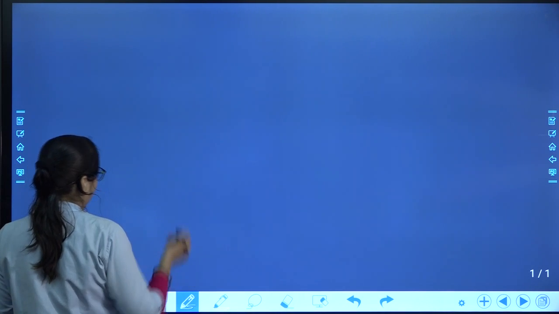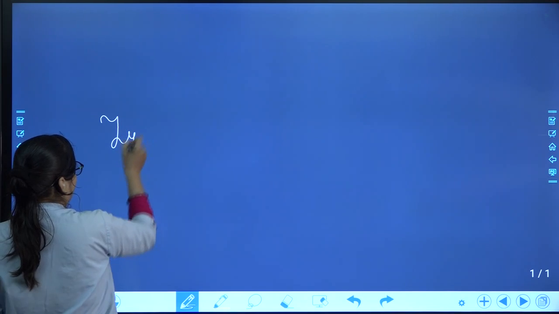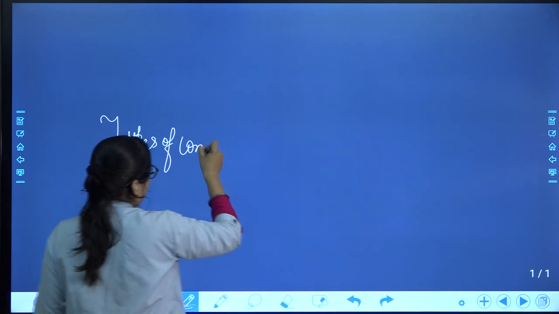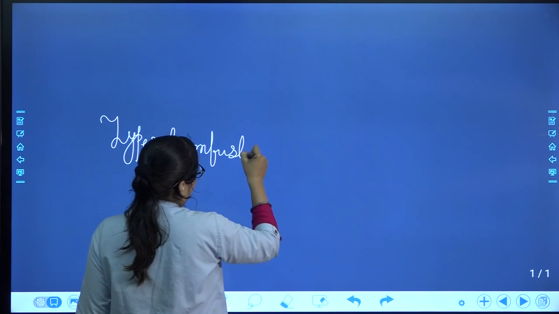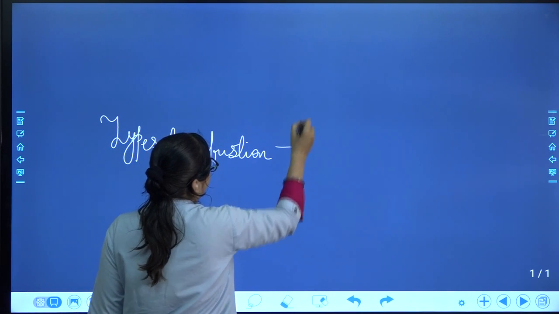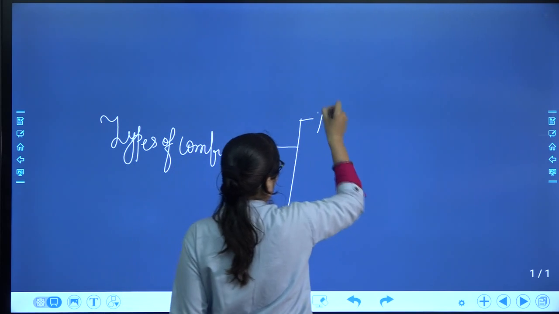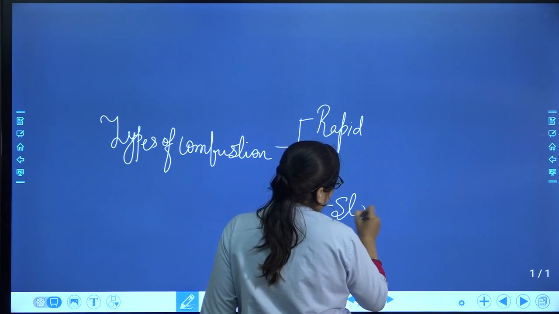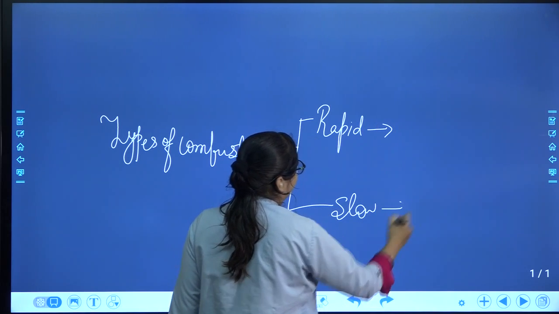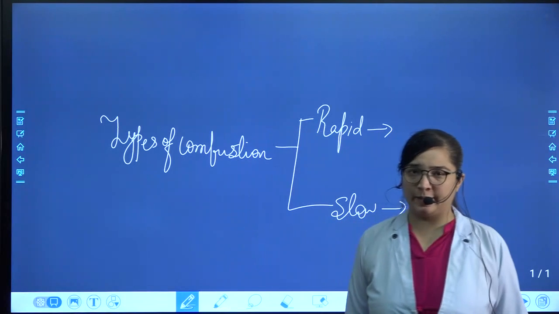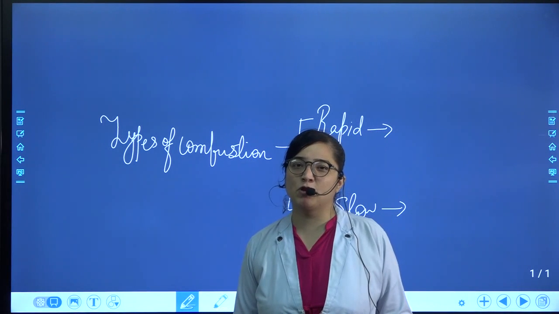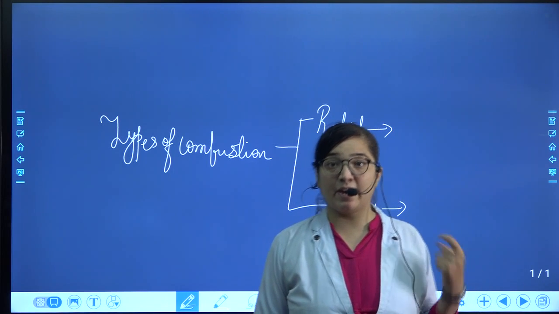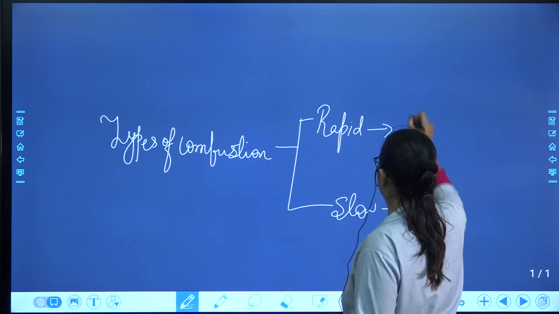If we talk about the types of combustion, then combustion is of two types. That is what you have learnt. It is rapid and slow. Rapid combustion is the combustion that is carried out very quickly. When the magnesium ribbon or the matchstick is burned, it catches fire very quickly and releases heat and light.